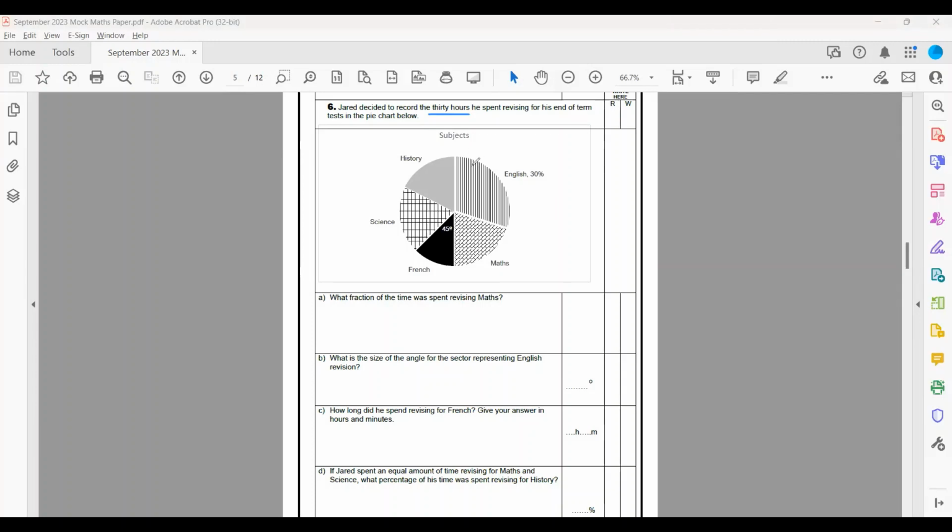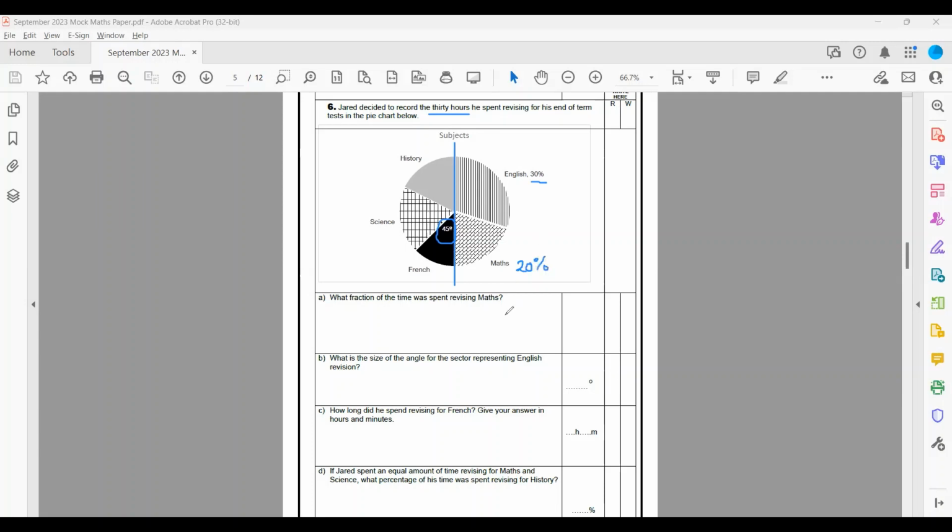Okay. And in the pie chart, we've been given percentage for English. We haven't been given any details for maths. We've been given degrees for French and no information for history and science. So what fraction of the time was spent revising maths? Well, what you need to identify here is the fact we have a straight line going down the middle of the pie chart, and maths is on this side with English. And if English is 30%, this is half of the circle, so maths must be 20%.